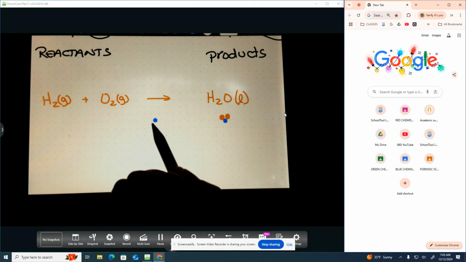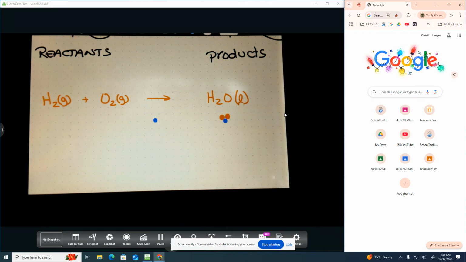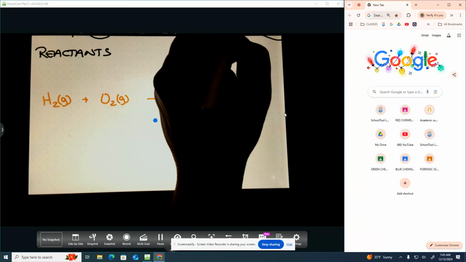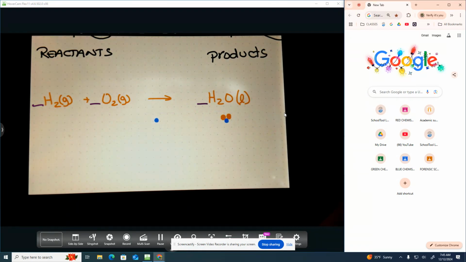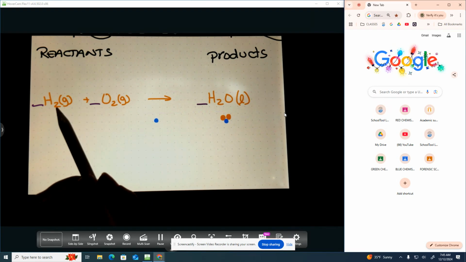I know I'm making this. So this guy needs to be accounted for. So we have more numbers that we are going to use. These numbers are called the coefficients. They're numbers that go in front. And those coefficient numbers can be any number you want them to be. What you cannot do is change the subscripts.